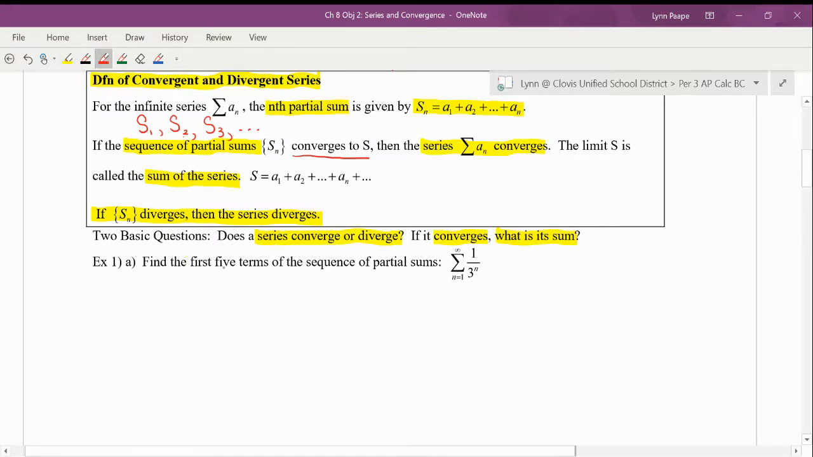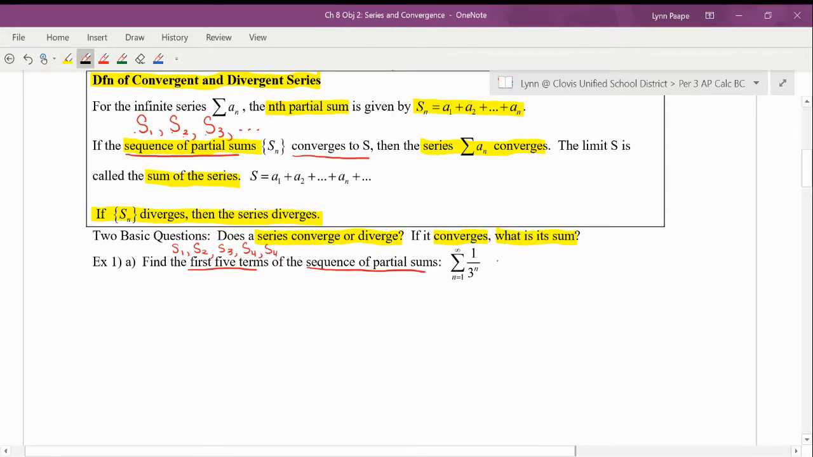So here it's asking you to find the first 5 terms of the sequence of partial sums. Remember what the sequence of partial sums is. It's asking for S1, S2, S3, and so on. If they're asking for the first 5 terms, they're asking you to find S1, S2, S3, S4, S5. That is not the first 5 terms of the series, right? Totally different. But we can't get started until we find the first 5 terms.